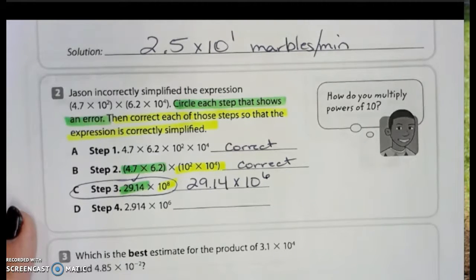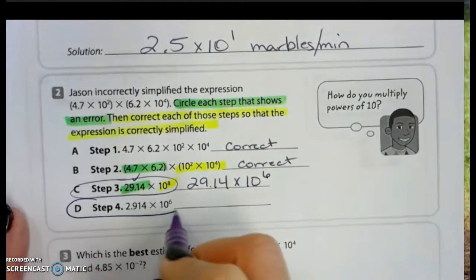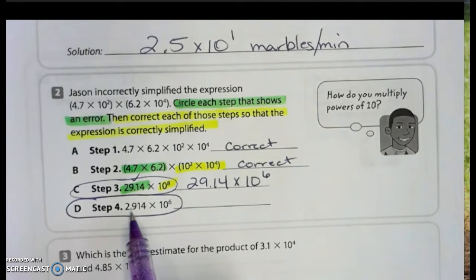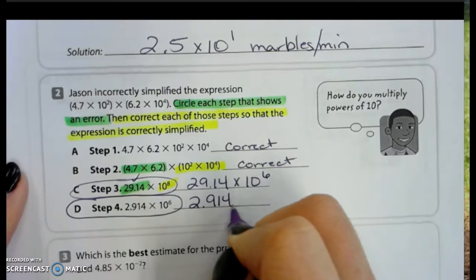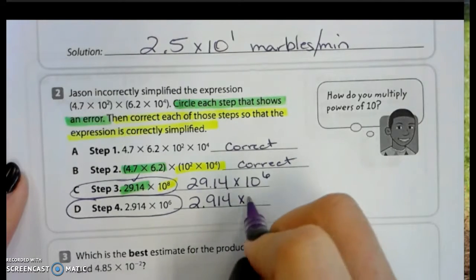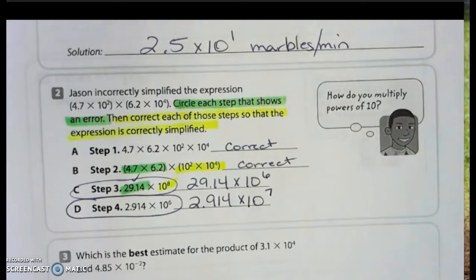Step 4, I can already see that it's wrong because my answer is 29.14 times 10 to the 6th, and his answer is 2.914 times 10 to the 6th. So it's wrong. But we do need to see what he did. He moved his decimal on his constant, and somehow adjusted his exponent down 2 decimal places. We only moved it 1 decimal place. So we need to adjust ours, 2.914. And since I adjusted it down, I will adjust the exponent up. This is the correct answer. And that finishes number 2. That's all you had to do on it.